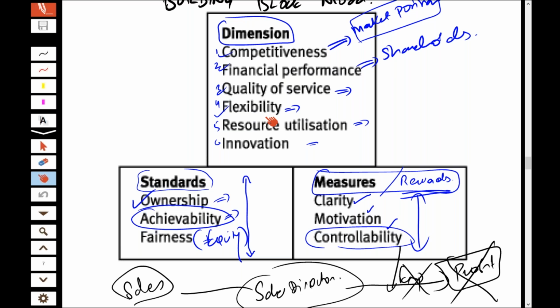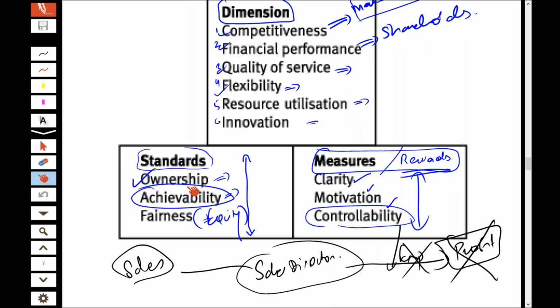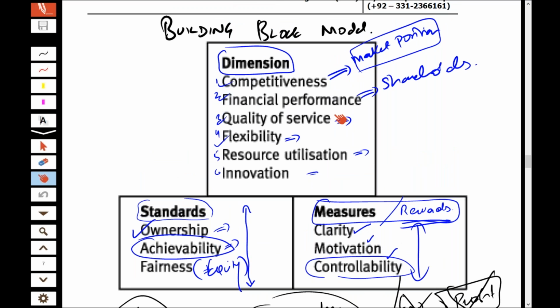You need to introduce a performance measure, and your performance measure should meet these standards, which are ownership, achievability, equity. Ownership means that, for example, if you are telling your employee that you will be measuring his financial performance using EPS, your employee should agree that his performance is going to be measured using this specific measure.